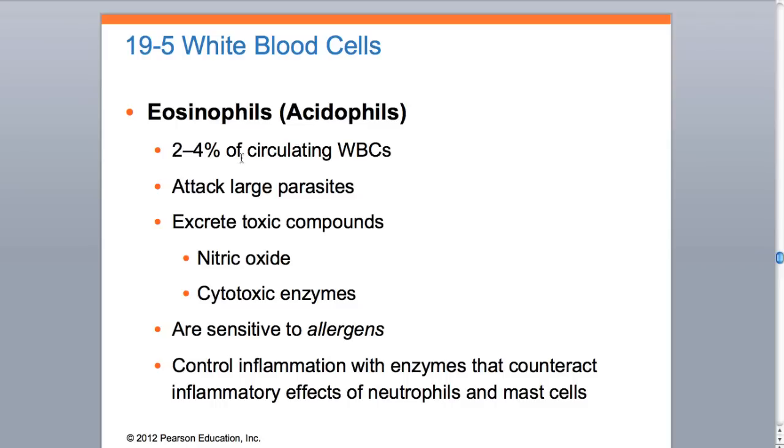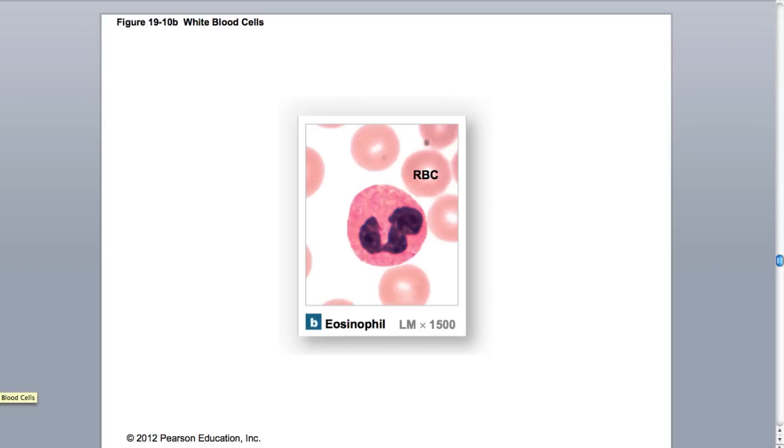Notice again, the percentage is far less in comparison to neutrophils. We have this acid story I've already mentioned. And look what it says here, attacks large parasites. Now, down here it says are sensitive to allergens. I don't want you to write that. That will cause issues with a test. So what are you going to remember for test purposes? Eosinophils deal with parasites. And we've already seen this picture.